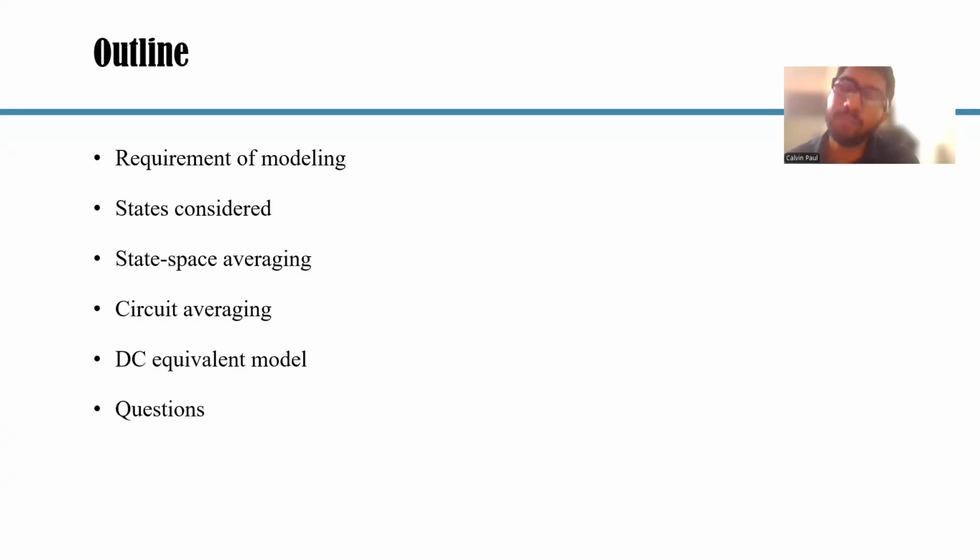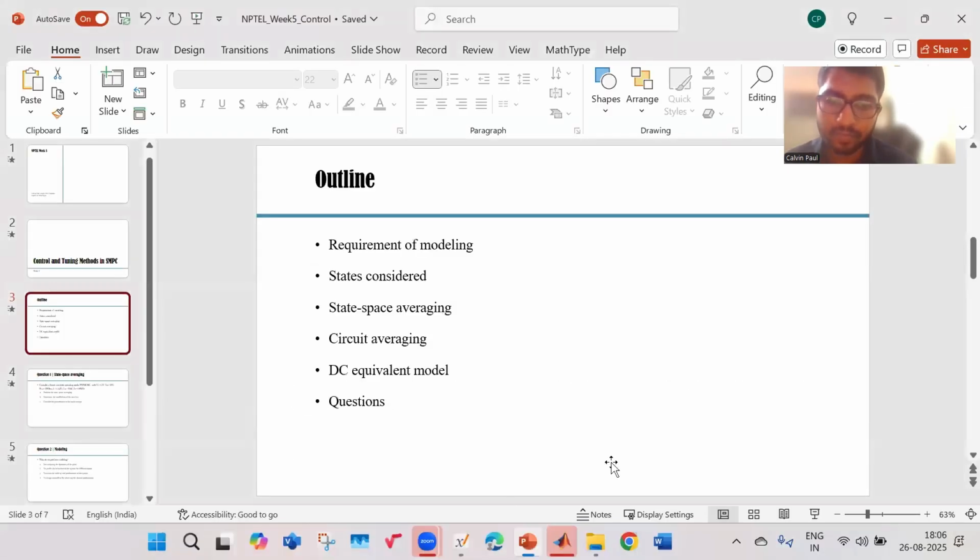Then we will do a method known as state space averaging, and how it is very useful for us to get a model from that. Then circuit averaging is another method. Then we will look into what the DC equivalent model is. And then we will solve some sums.